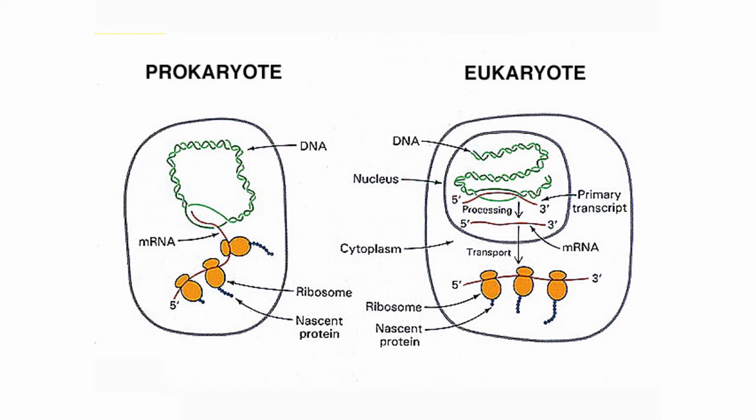In this diagram, you can actually see that while transcription is occurring, we can also have translation starting right away. These little objects that look like mice with tails are the ribosomes, and the tail is the growing polypeptide. So these occur in the same compartment, and the processes can proceed at the same time.